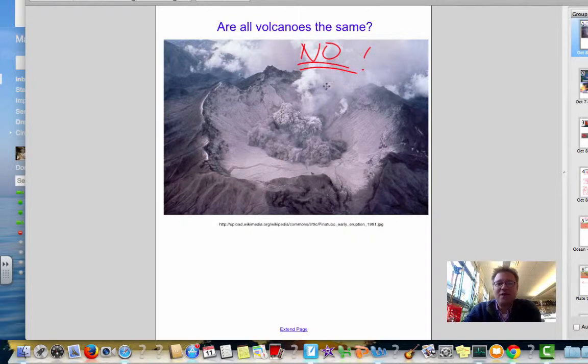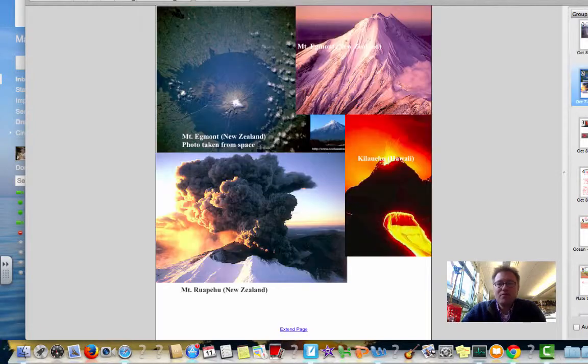The question: are all volcanoes the same? The answer is no. There are different types of volcanoes depending on where they're forming on the Earth. And depending on where they're forming, we'll learn that they can erupt different types of materials, can erupt in different ways, and that can create different shapes of the volcanoes. So the short answer is no. All volcanoes are not the same. So we'll look at pictures of the different volcanoes.